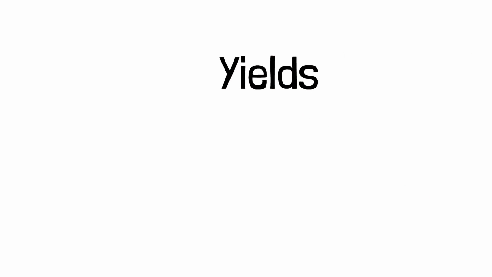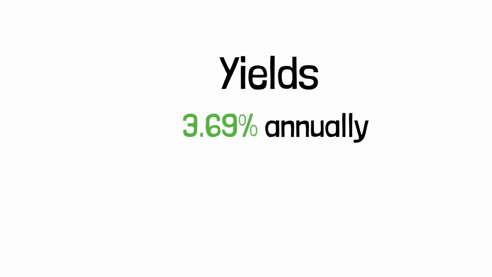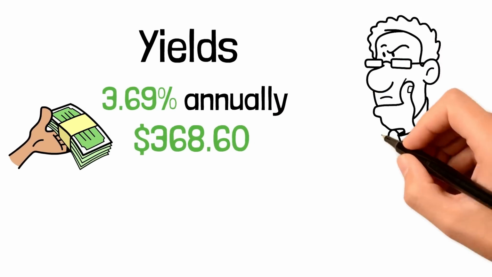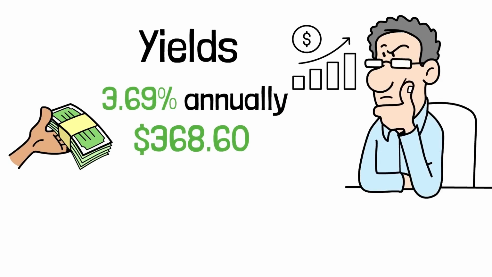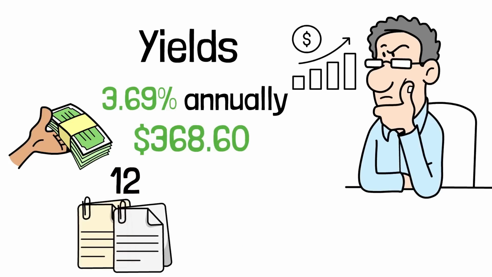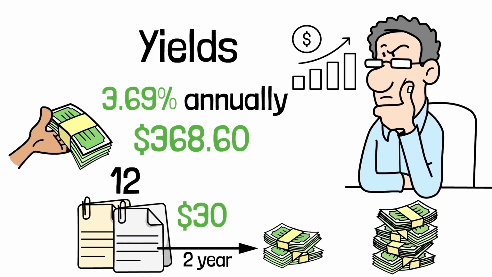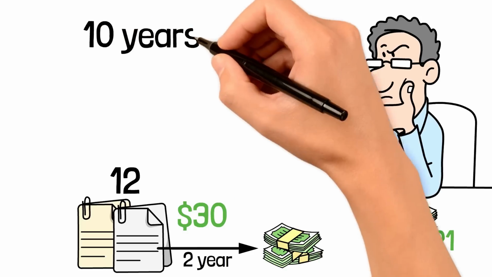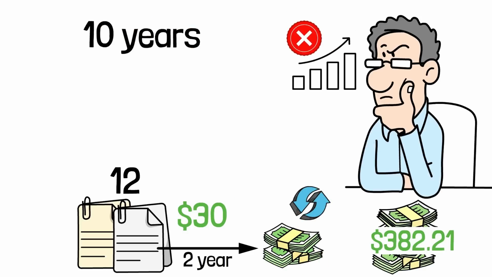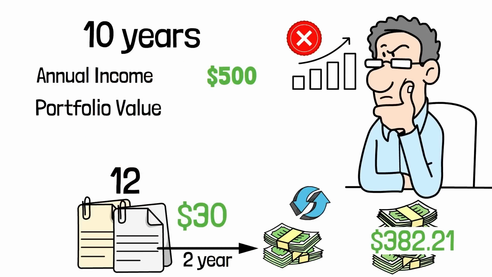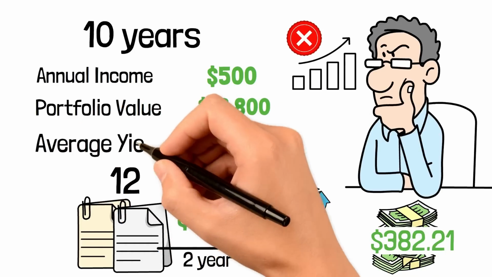Let's say your portfolio yields 3.69% annually, and you reinvest the $368.60 from year 1. Assuming the stock prices and dividends remain constant, a simplification, you'd buy about 12 additional shares at an average price of $30. In year 2, those extra shares generate more dividends, increasing your income to $382.21. Over 10 years, with reinvestment and no stock price growth, your annual income could grow to around $500, and your portfolio value could reach $13,800, assuming a 3.5% average yield.